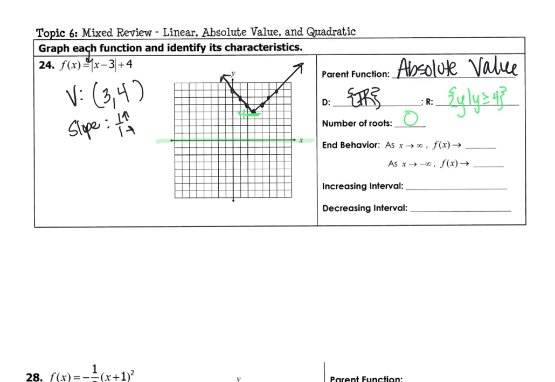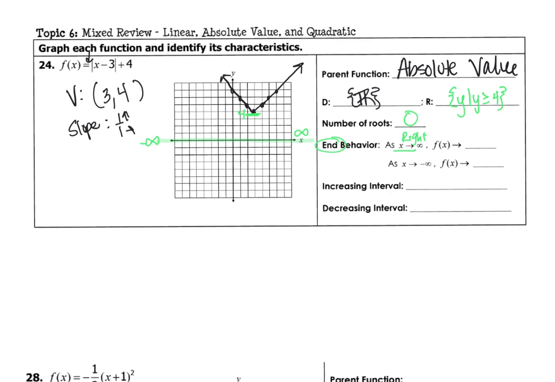Now end behavior, it's what it's implying. How are my arrows ending? Are they ending up or ending down as we move to the right and as we move to the left? So this is read as x approaches infinity, which means as I move to the right. On the right side of the x-axis, we're getting more and more positive. That's positive infinity. The left side of the x-axis we discussed is negative infinity because we get more and more negative, but we can never reach it.